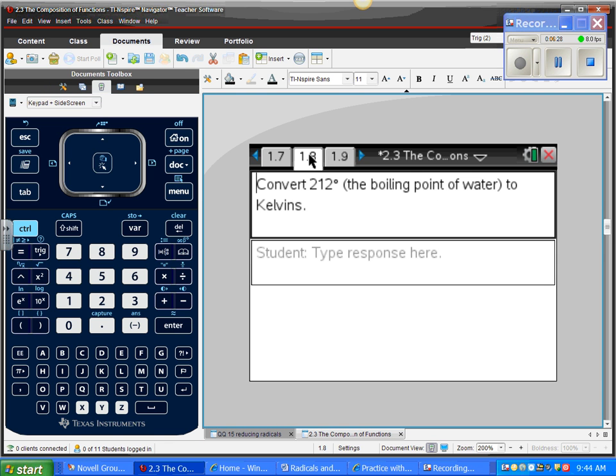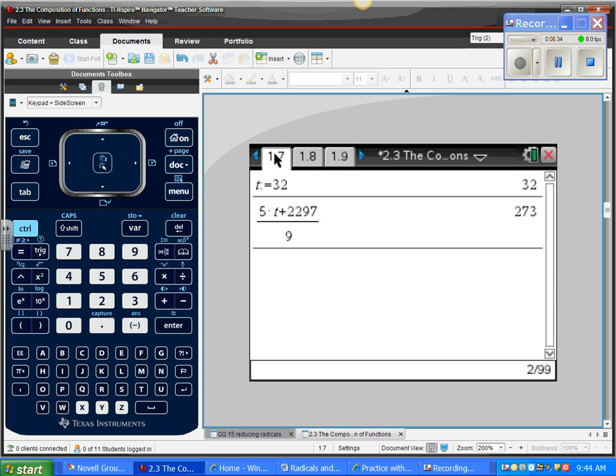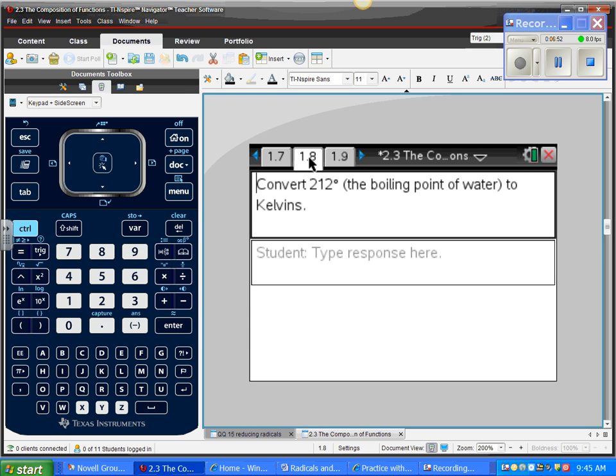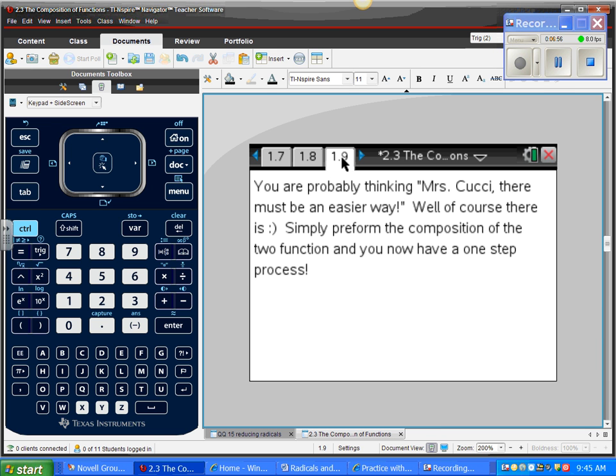Okay, so convert 212 degrees, the boiling point of water, to kelvins. So again, 212 degrees to Kelvin units. T is going to be stored as 212. We're going to borrow my function. And we get 373 Kelvin units. So once you have that composition function, this becomes very simple. Okay? So I guess we already made it easier.